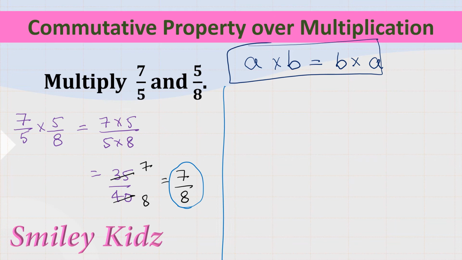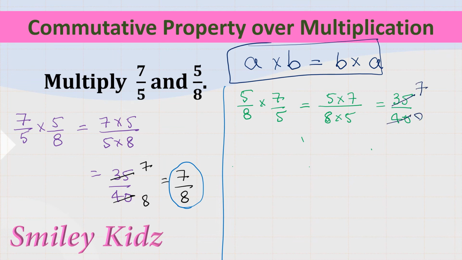What about b multiplied by a? Will we get the same answer or not? Let's check it. b multiplied by a will be 5 by 8 multiplied by 7 by 5, which is equal to 5 multiplied by 7 by 8 multiplied by 5, which is equal to 35 by 40. Is this our final answer? No, we can further simplify. 5 times 7, 5 times 8, which is equal to 7 by 8.